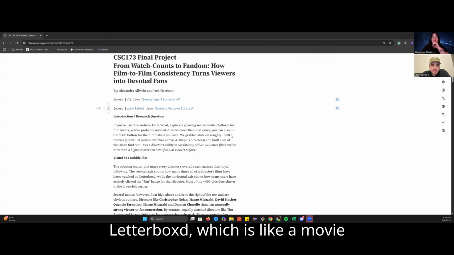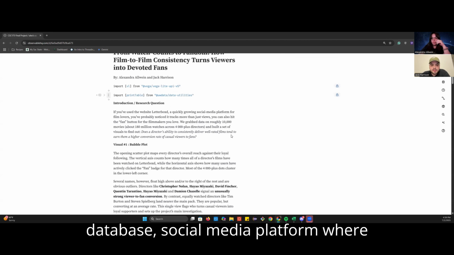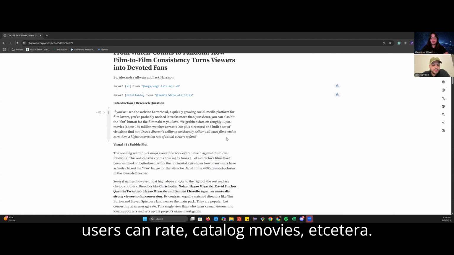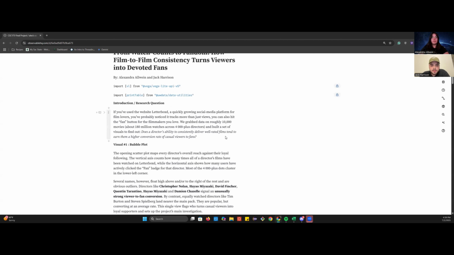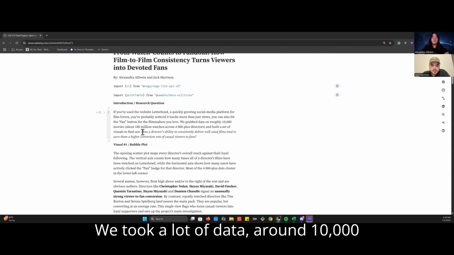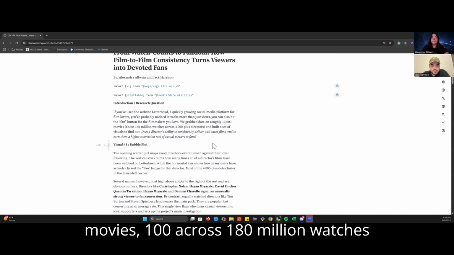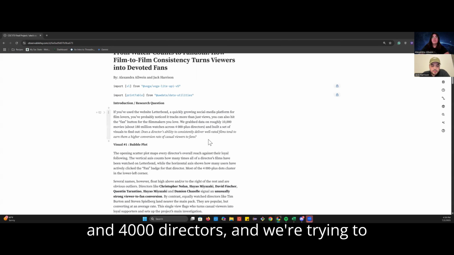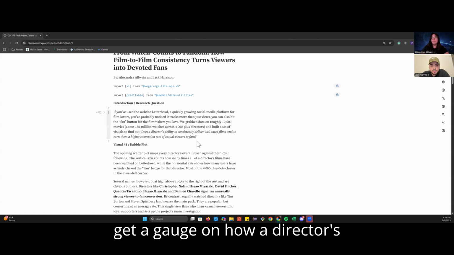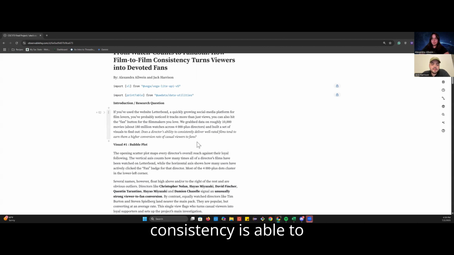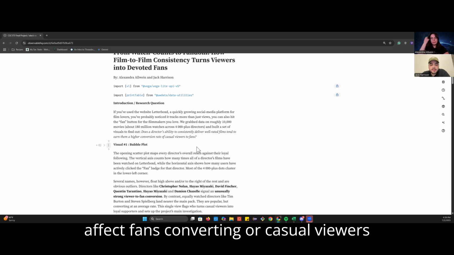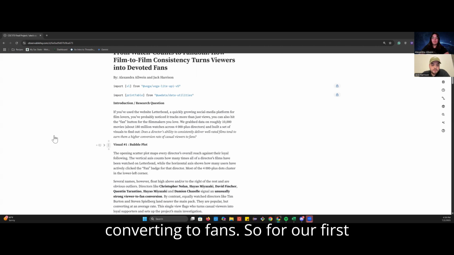Our data is based off of Letterboxd, which is like a movie database, social media platform where users can rate and catalog movies, etc. We took a lot of data, around 10,000 movies, across 180 million watches, and 4,000 directors. And we're trying to get a gauge on how a director's consistency is able to affect casual viewers converting to fans.